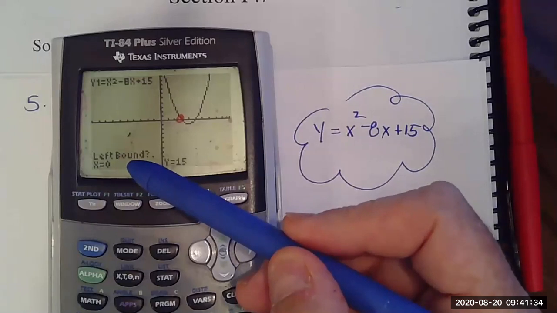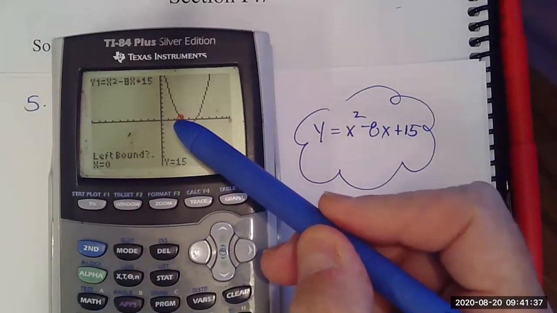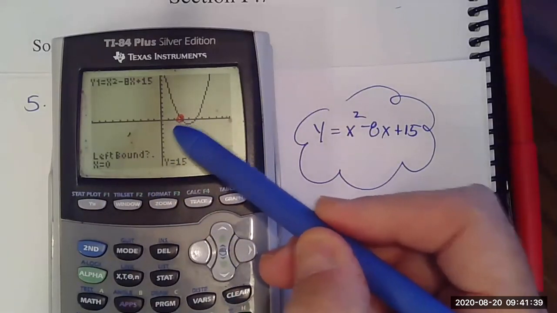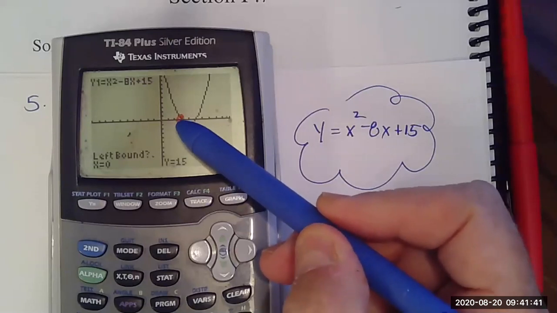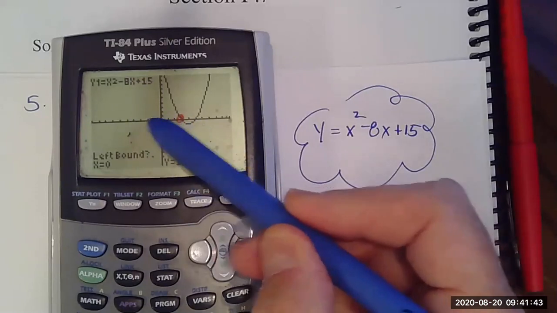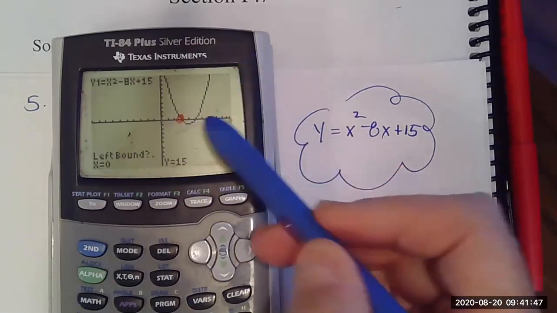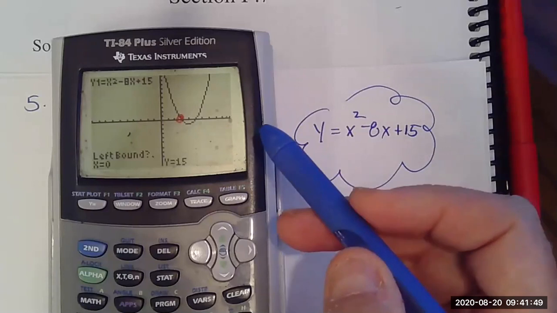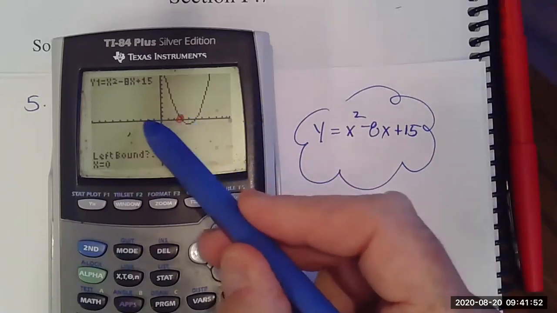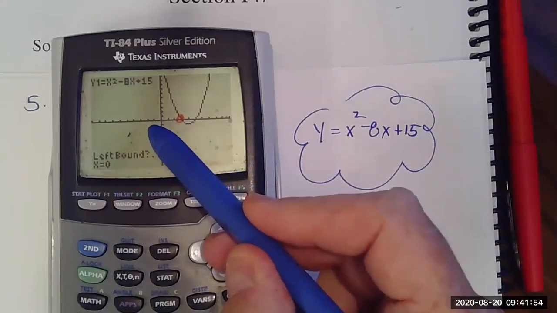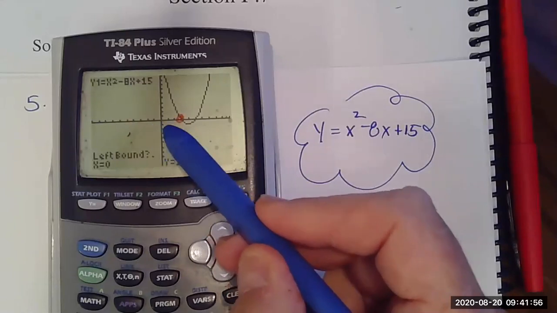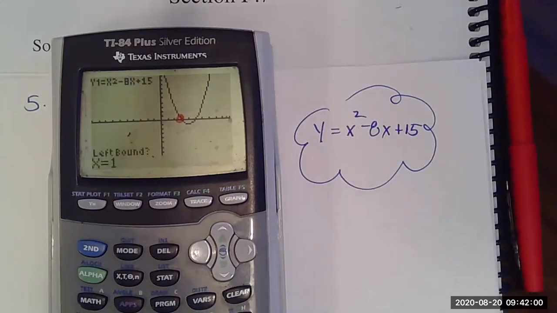Answer the question with left bound. Pick a number. I put a red felt pen here so your eyeballs will see what I'm doing. Pick a number to the left along the x-axis of the red dot. And don't get too close to that. Don't say 3. Pick something over here, kind of be generous. Like, how about -1? Or 1. I'll do 1. Enter.